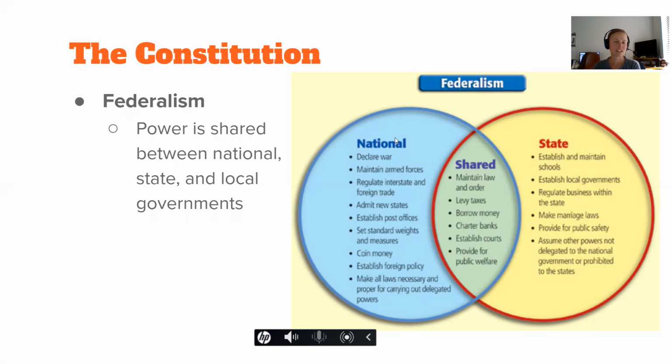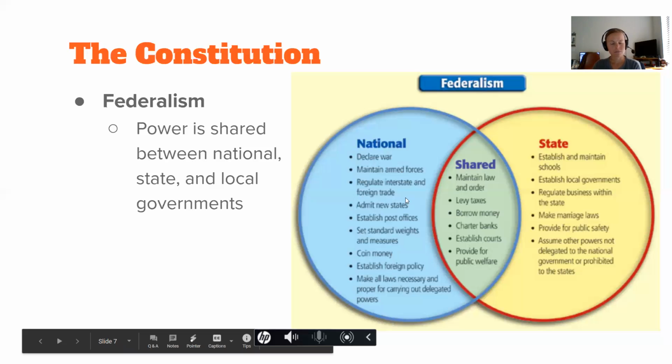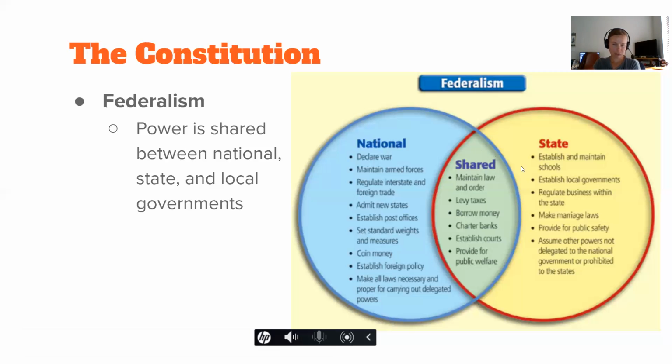The national government, that's our government in Washington, D.C., with the president, the Congress, and the Supreme Court. The national government is in charge of big things like declaring war against other nations, having a military, regulating trade, establishing new states, the post office, the postal system, making money. We have the Federal Reserve banks that print and sometimes even destroy our money and regulate our currency and all those things. And then there's some things that both the state and the national government both do.